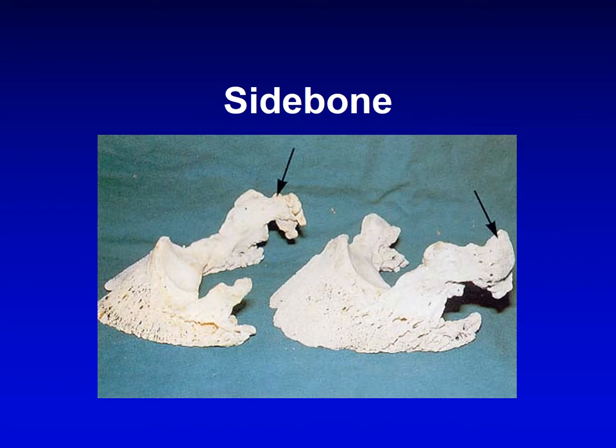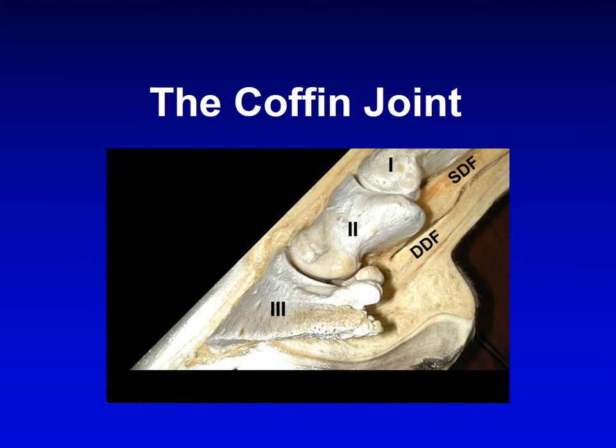Okay, so we talked about a few cases in the coffin joint. Now let's talk about the joint itself and the components of the joint and how they are associated with each other and how this is clinically important. So this is another picture showing P1 or the long pastern, the pastern joint, P2 or the short pastern bone, the coffin joint, the navicular bone or the distal sesamoid bone, and the third phalanx or the coffin bone.